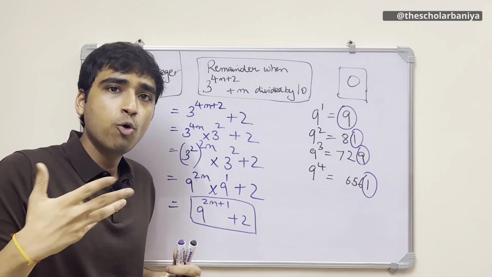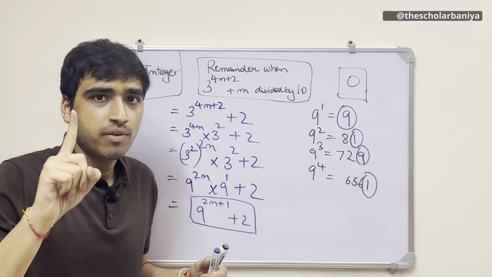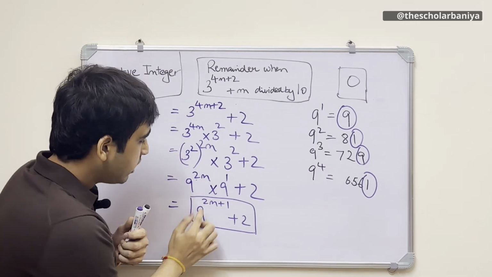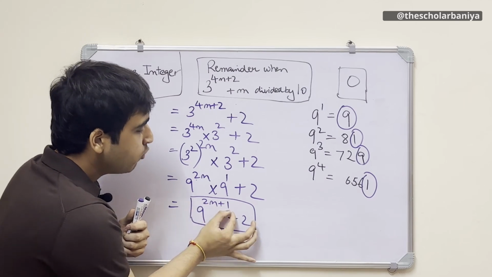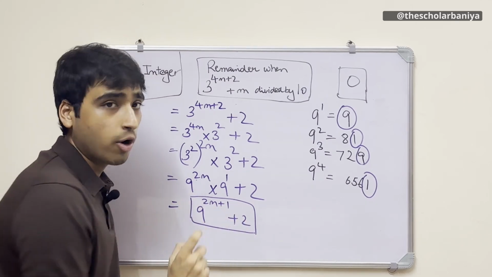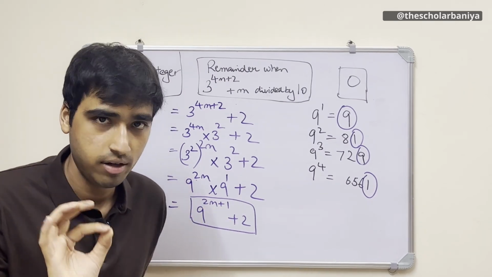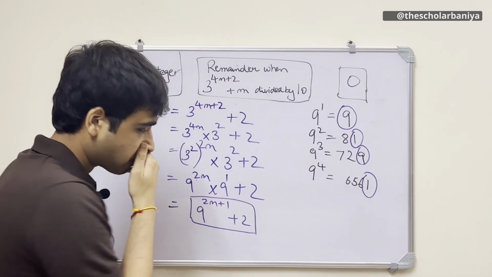For example, if you add 4 and 1, you get 5. If you add 26 plus 1, you get 27, which is odd. So if you add 1 to an even number, you will get odd. And 2n is even, so even plus 1 is odd. That means the power of 9 over here is something which is odd. I hope this should be clear.